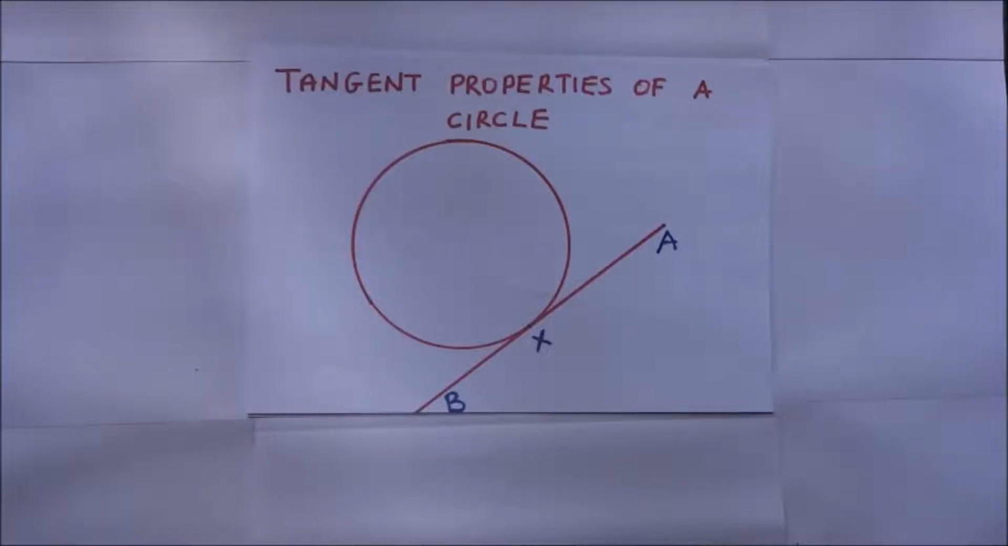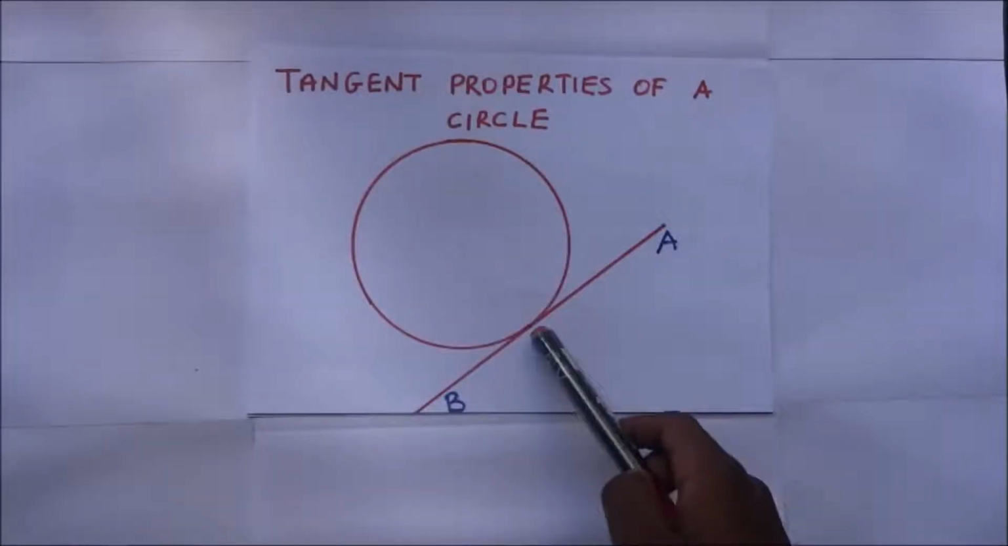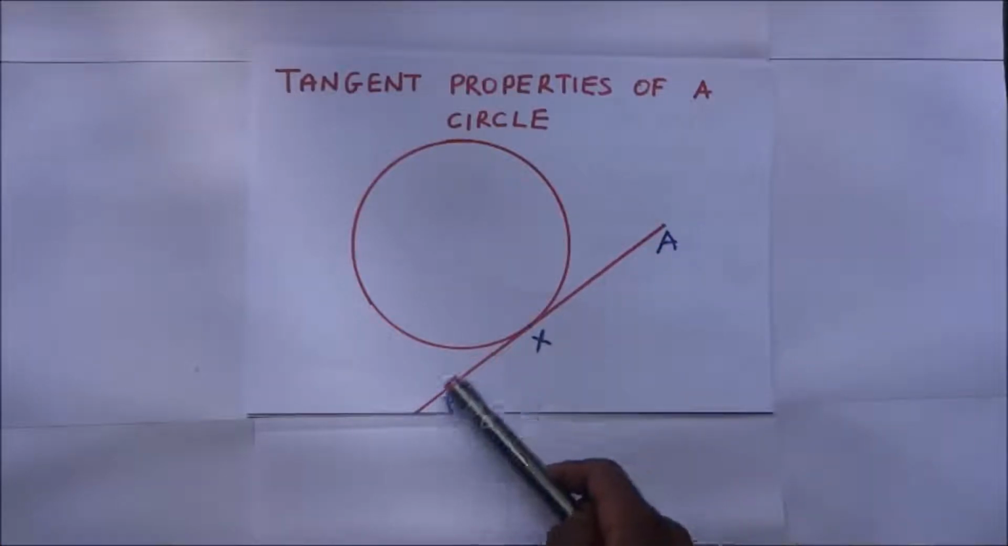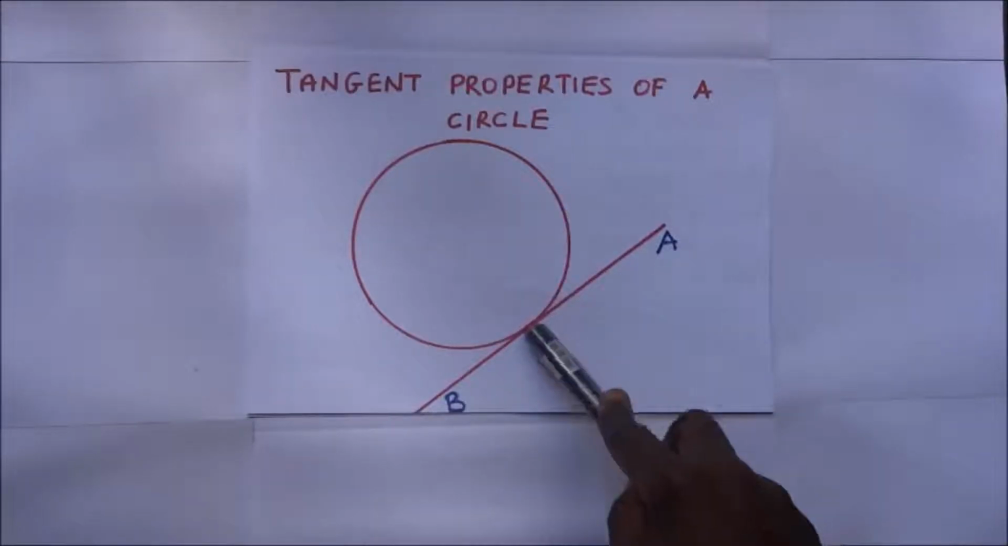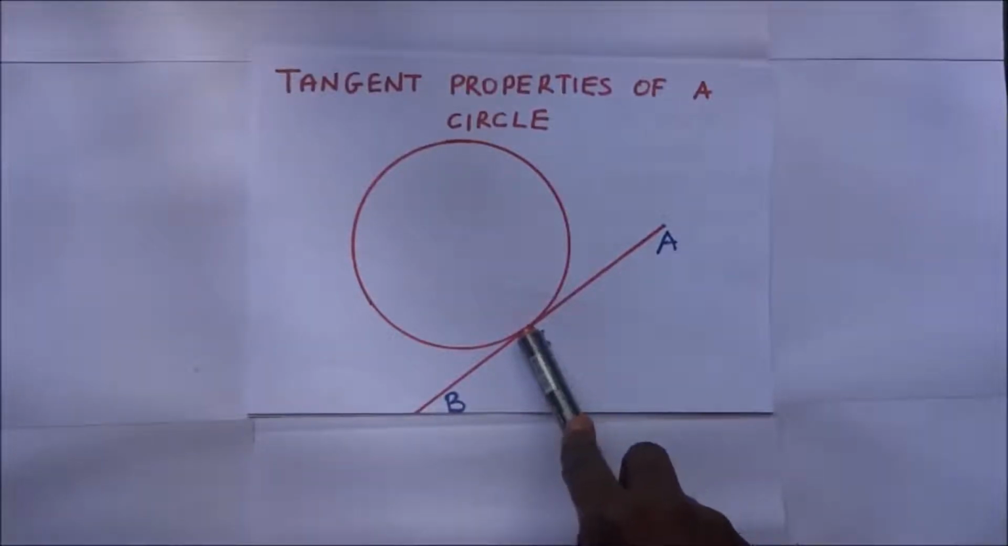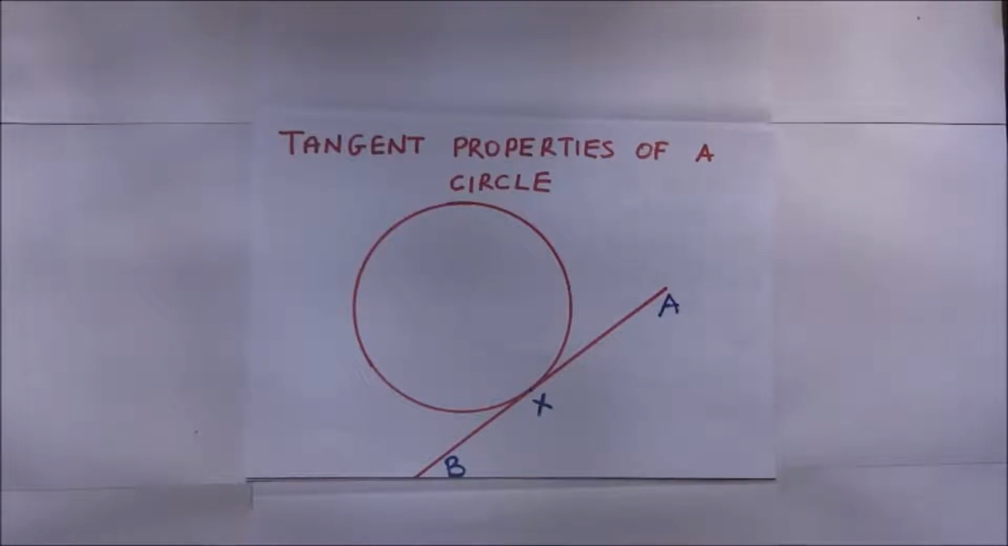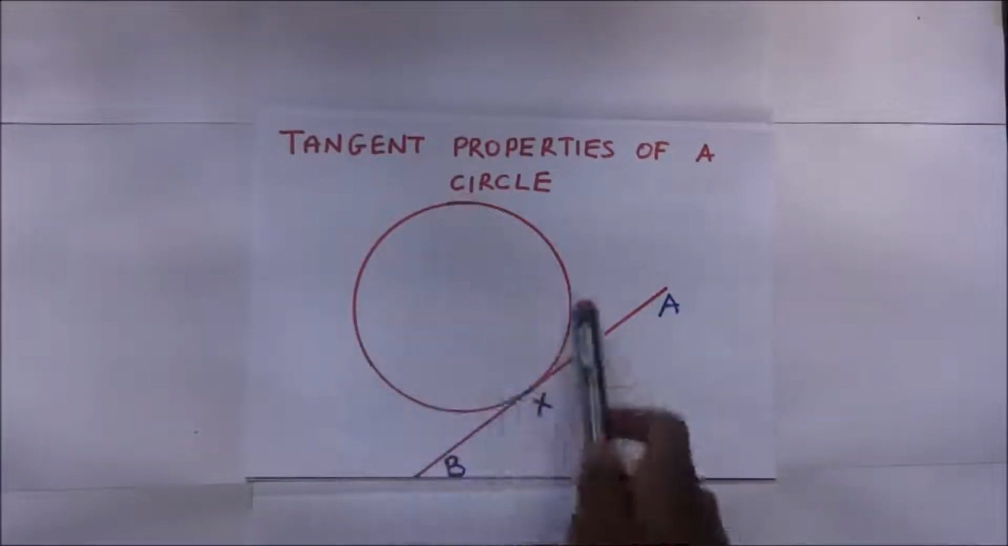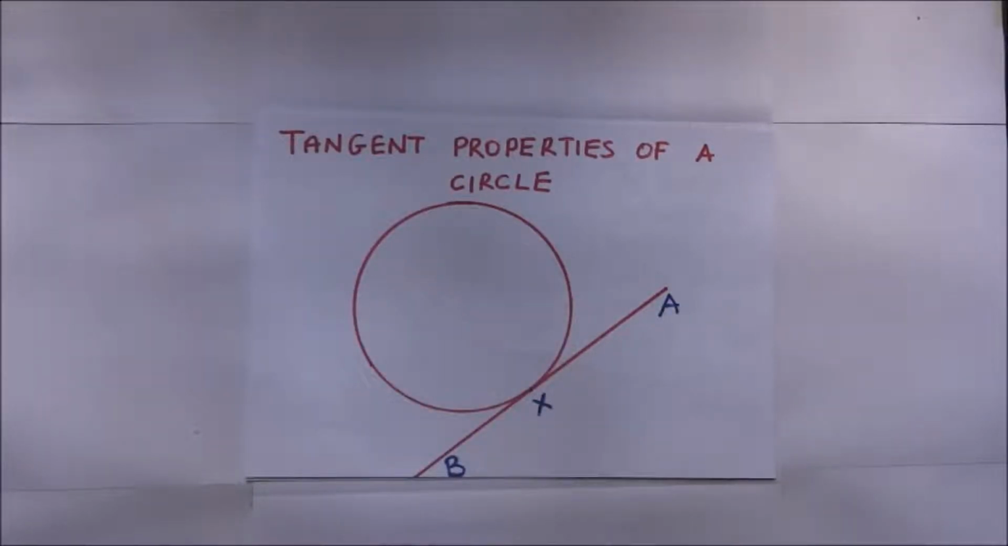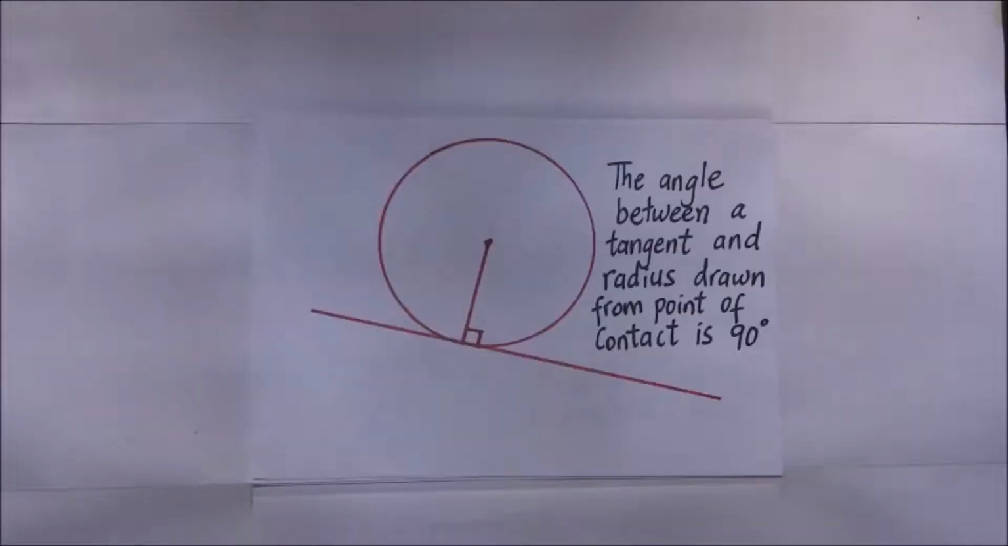Looking at the diagram on your screen, you see a line AB. This line AB is touching this circle at a point X. Now this line AB touching this circle at a point X is what we are calling a tangent. A tangent, we said, is a straight line that touches the circumference of a circle at a point, and that is the point we are talking about. This line is touching this circle at that point X. So today let's explore more tangent properties of a circle.